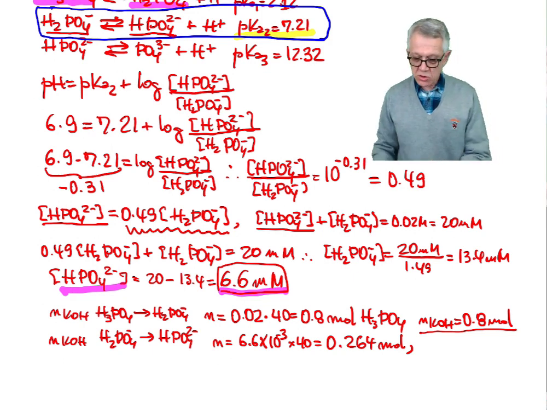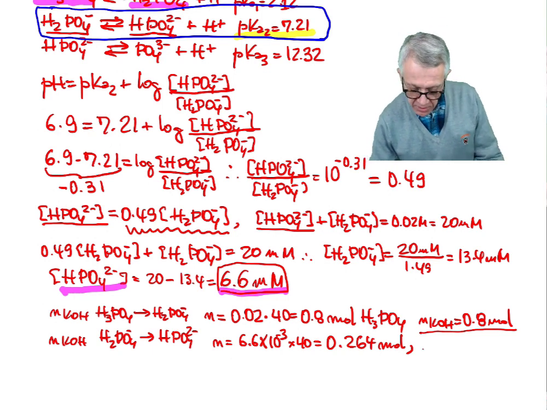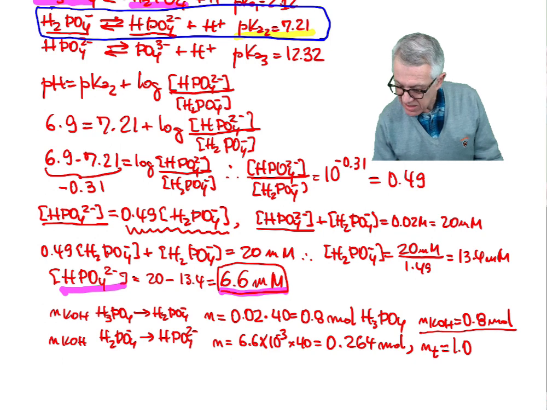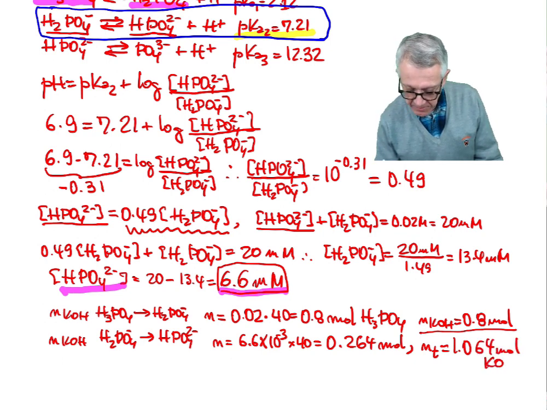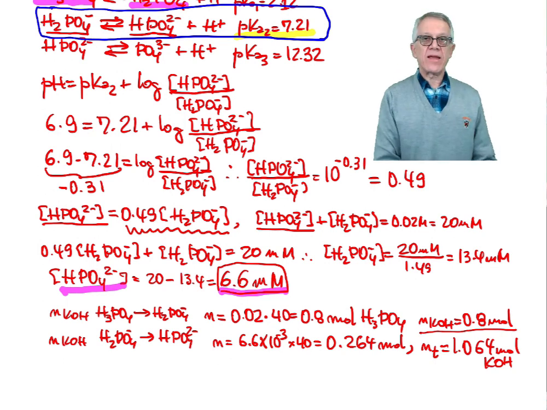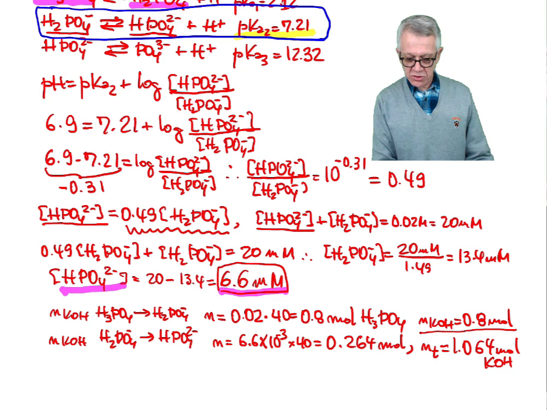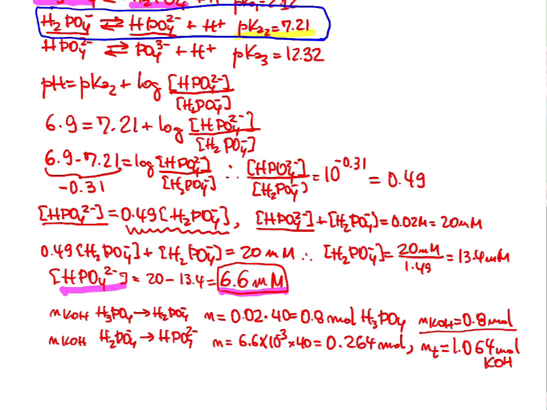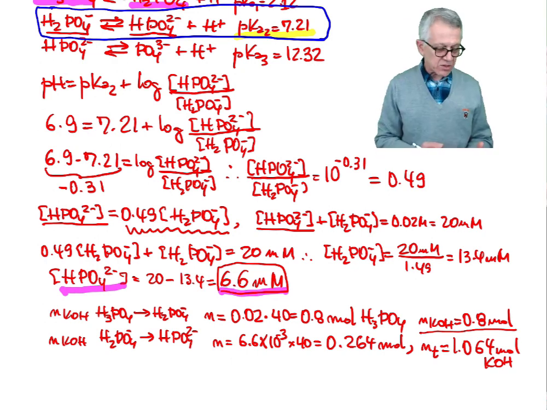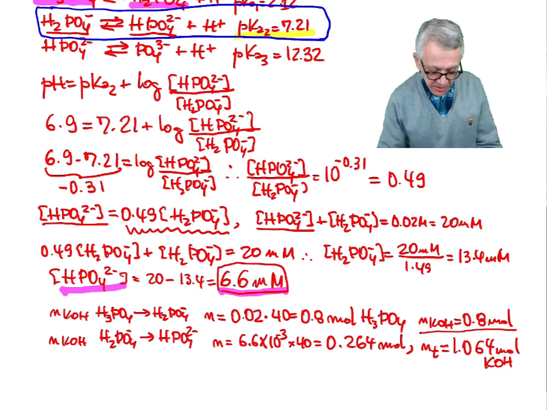Okay, so the total number of moles of KOH that I need is going to be 0.264 plus 0.8, which in total is going to be 1.064 moles of KOH. How do I get 1.064 moles of KOH? I have a solution that's 1 molar. That was given in the beginning of the problem. So if I have a solution, I can calculate the volume of that solution.